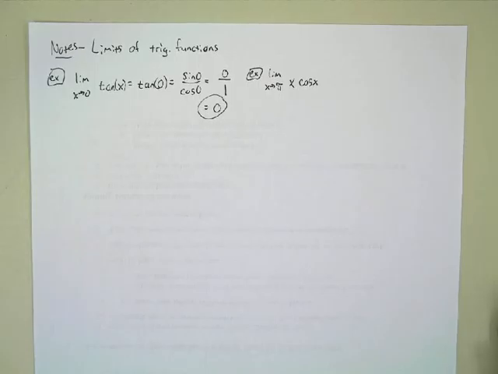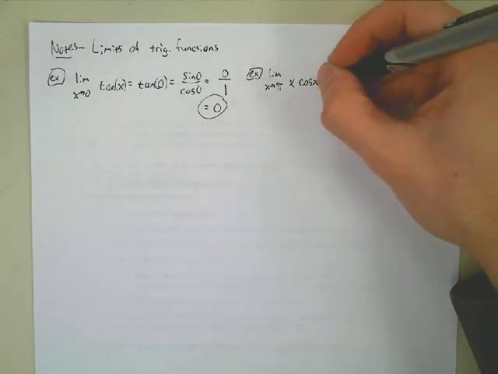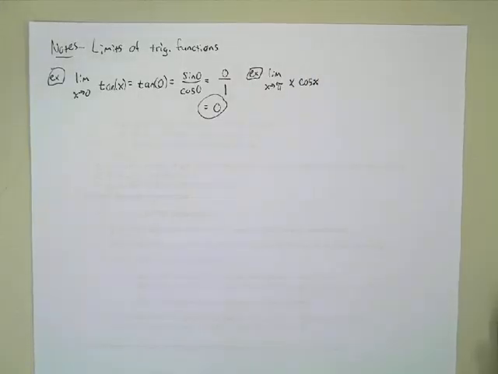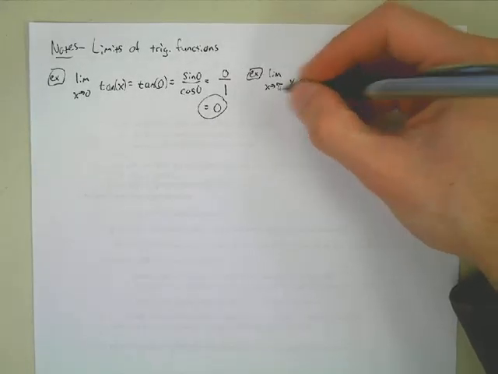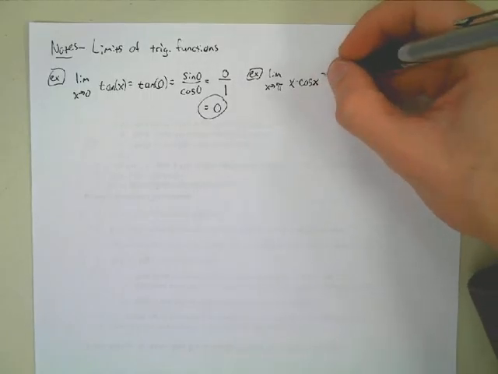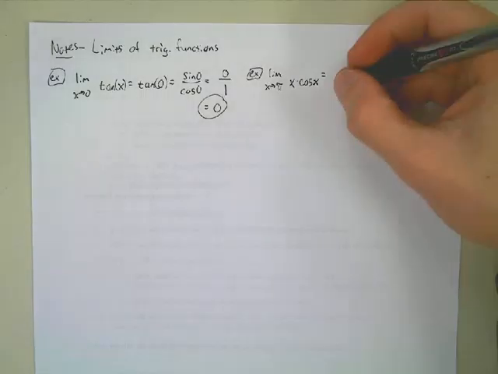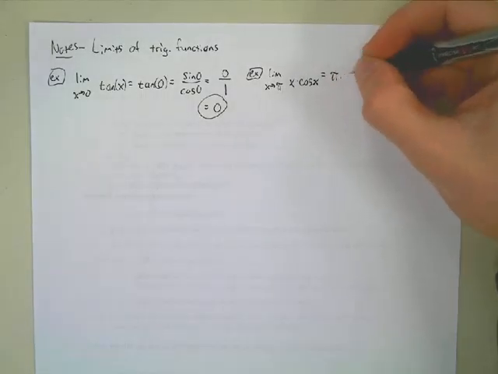Okay, so now the x is being multiplied by the cosine. If this were x approaching 0, it'd be 0, right? But it's not. It's x approaching pi. So again, what's our first tool we should go to? Direct substitution. So we got pi times cosine of pi.